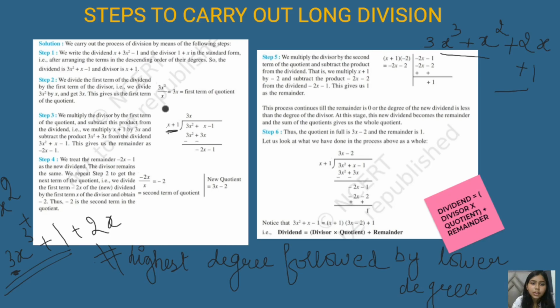We just have to divide the first term of the dividend by the first term of the divisor. So if we divide 3x square by x, what will we get? We'll get 3x. So you just have to write 3x in the quotient, and then multiply the subsequent term in the divisor with this 3x and put it down.